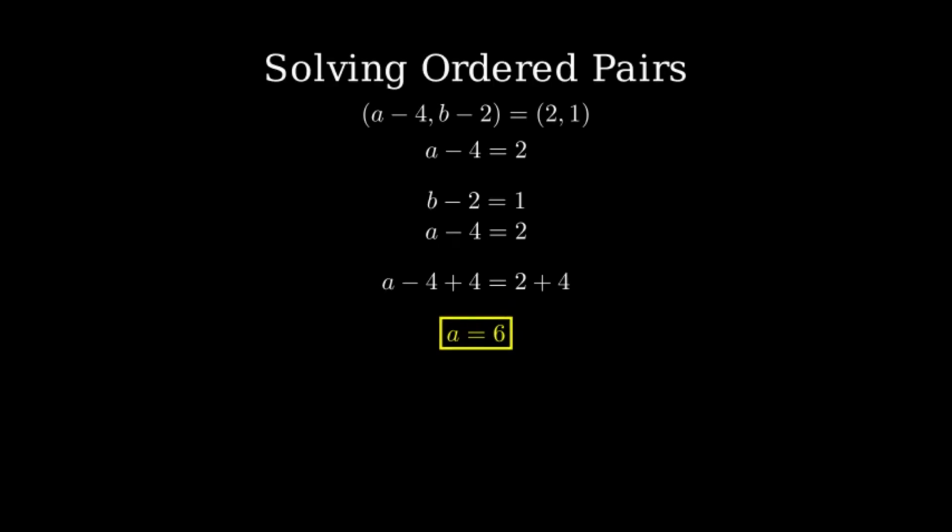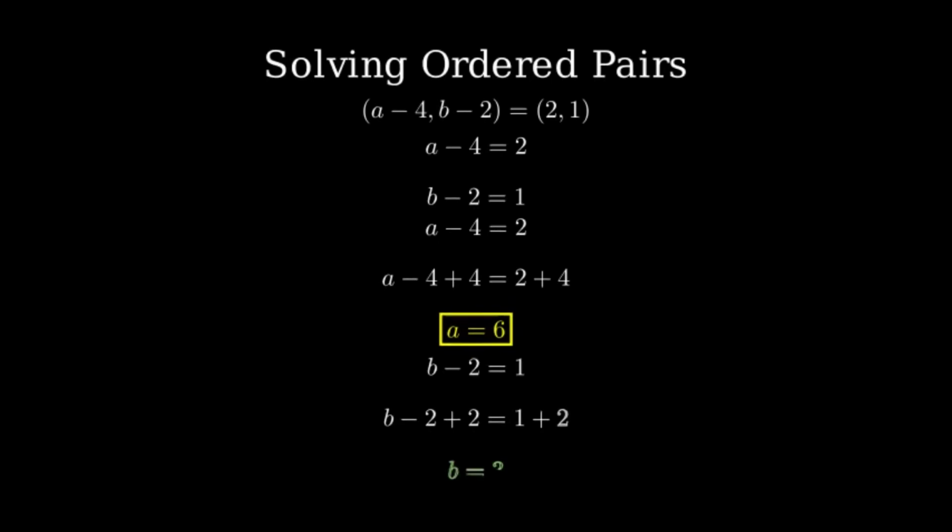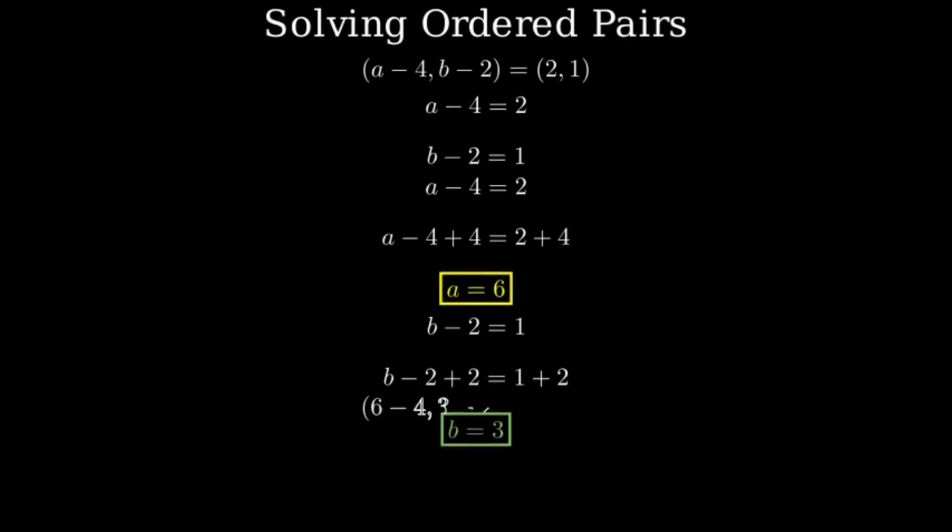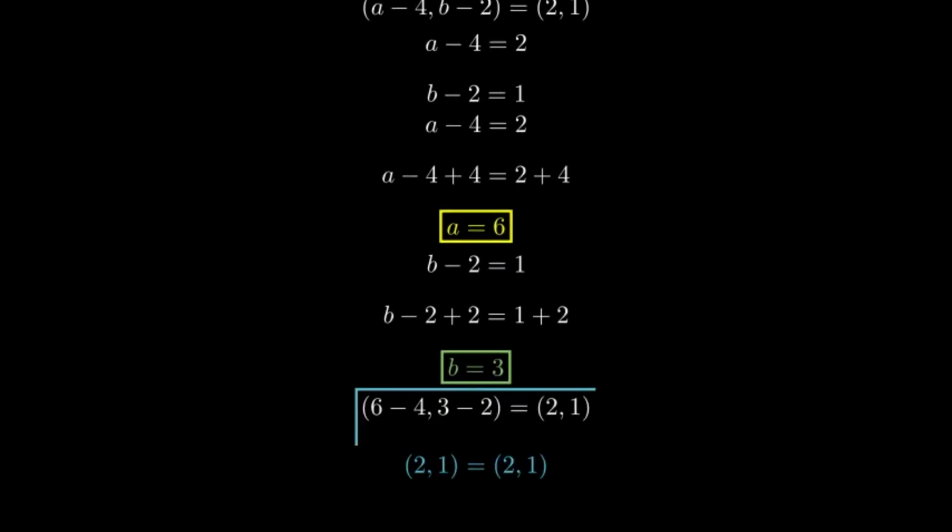Now let's solve for b. To solve for b, we add 2 to both sides of the equation. This gives us b equals 3. Let's verify our solution by substituting these values back into the original equation. When we substitute a equals 6 and b equals 3, we get (6 - 4, 3 - 2) equals (2, 1), which is our original right-hand side.